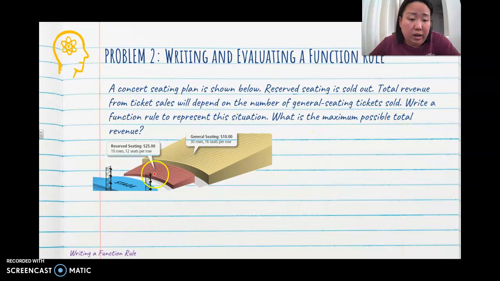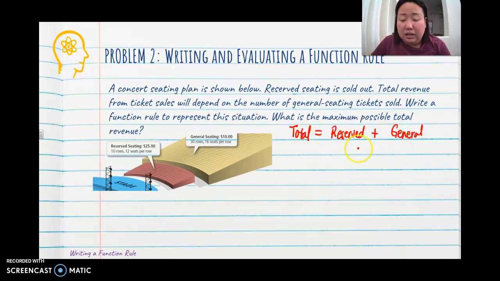So we have to write a function rule to represent that situation. And aside from that, if we are looking at maxing out the total possible revenue, how much will that be? Let's identify first where the total revenue is going to come from. The total sales is going to be from the reserved seating plus whatever the sales on the general seating were. That is what we know from our understanding of getting the total revenue. It's all the sales of the tickets.